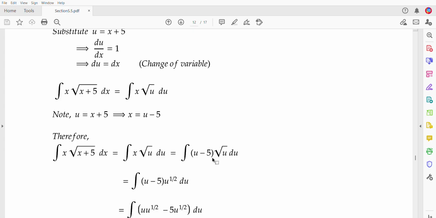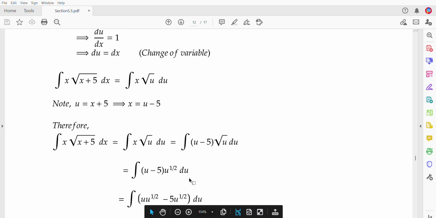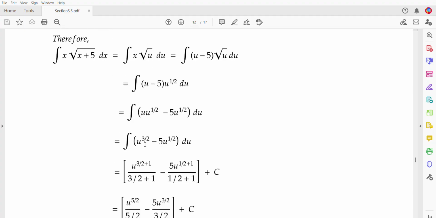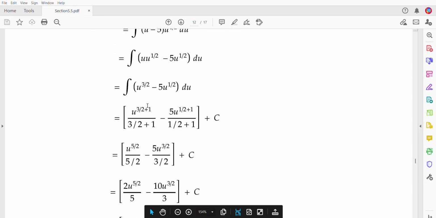Square root u is u to the power half. Distribute u to the power half. You see, you get u to the 3 halves minus 5u to the half. The integral of this difference du. Power rule: increase the power by 1, divide by the new power. 3 halves plus 1 is 5 halves. Half plus 1 is 3 halves.